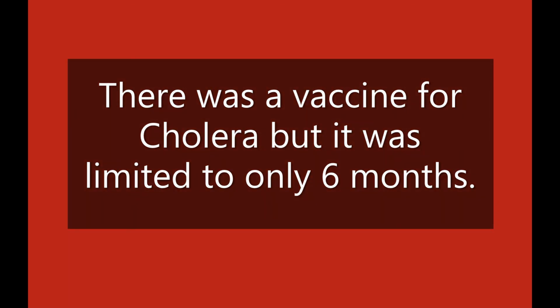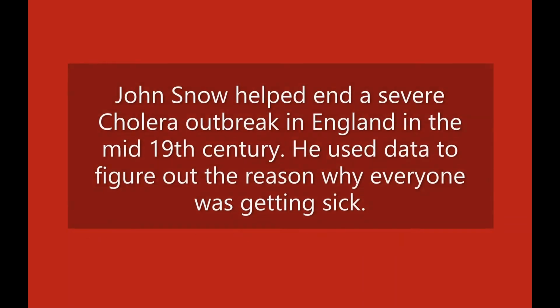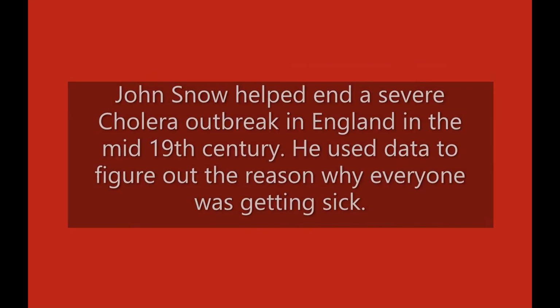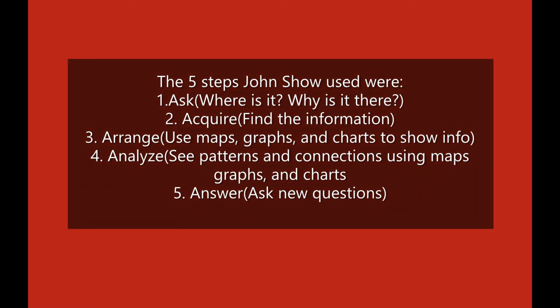There was a vaccine for cholera, but it was only limited to 6 months. John Snow helped end a severe cholera outbreak in England in the 19th century. He used data to figure out the reason why everyone was getting sick. The 5 steps John Snow used were: number 1, ask; number 2, acquire; number 3, arrange; number 4, analyze; and last, answer.